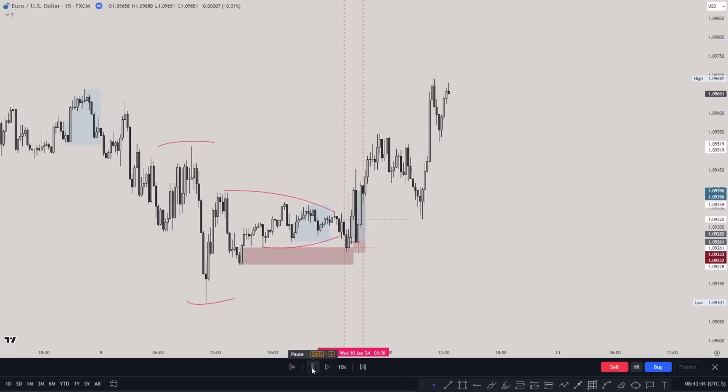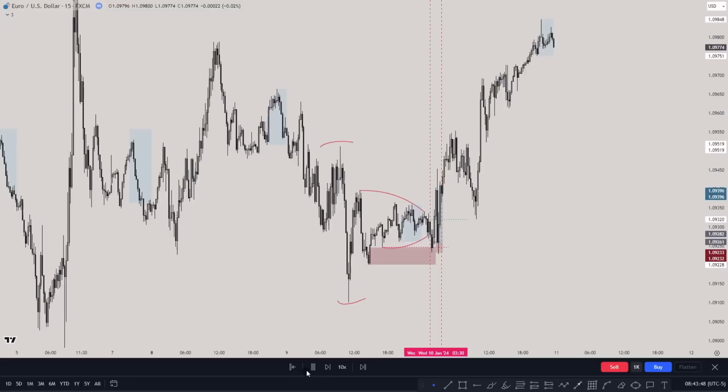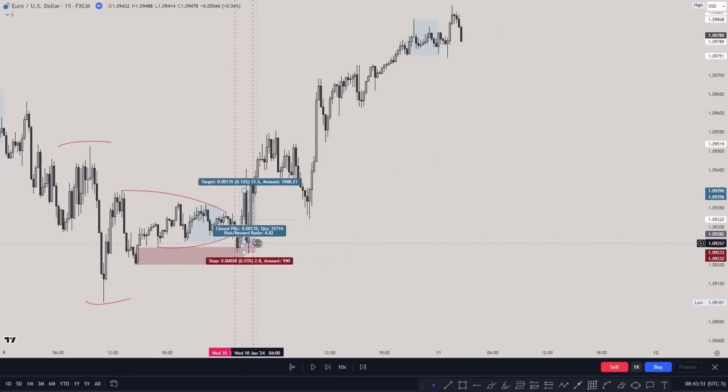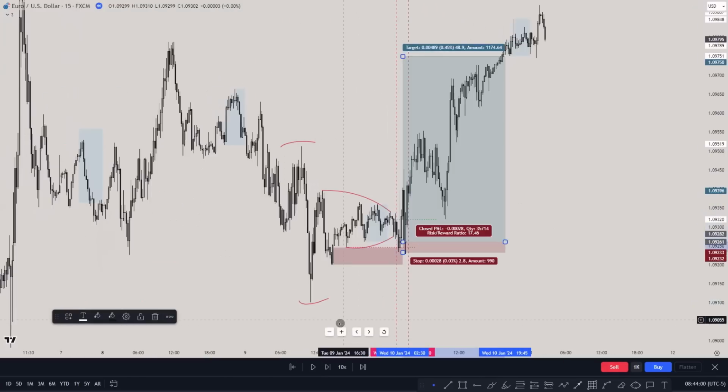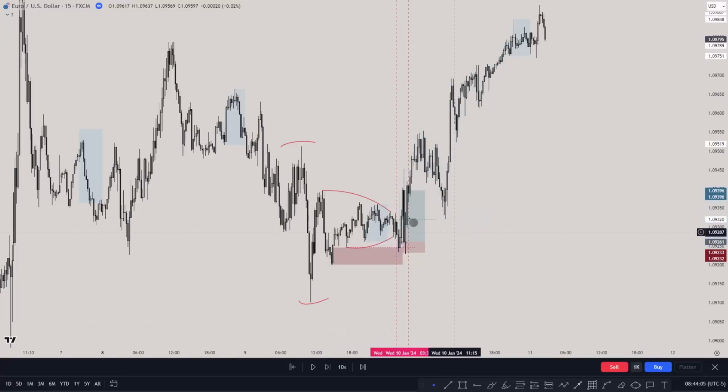Looks like, okay, we go down again. And then, as I said, taking all those low resistance liquidity. So I'm not going to say you should have targeted those. Always be good with what you have and be satisfied.